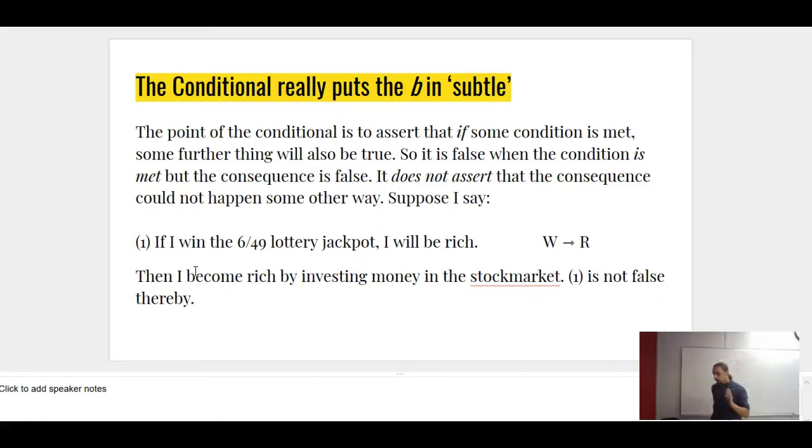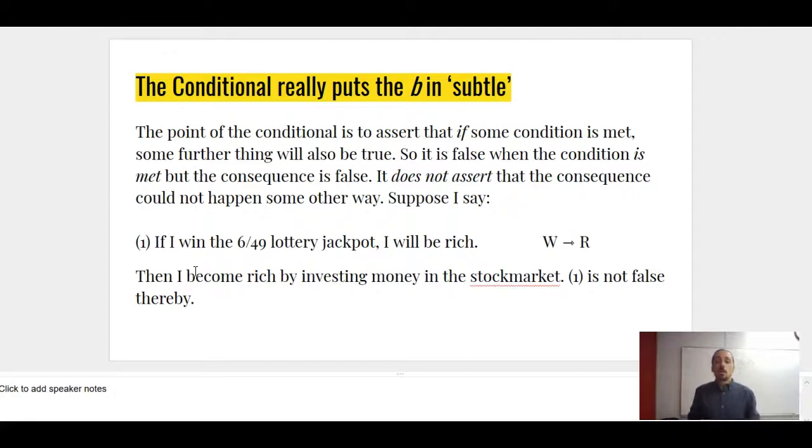So the point of the conditional is to memorize the truth table. But it's also to assert that if some condition is met, some further thing will also be true. So it's false when the antecedent is met but the consequent is false, because that's the point of it. It's going to assert that the consequence of something will happen, that there's an effect. What it does not assert is that the consequence could not happen some other way, which is something we kind of talked about in another video when I was being a bit more informal about our logic.